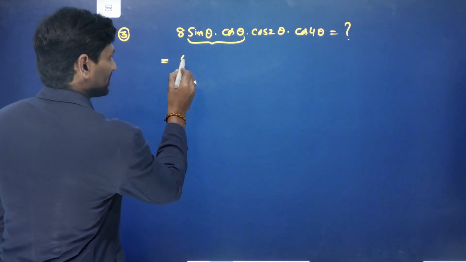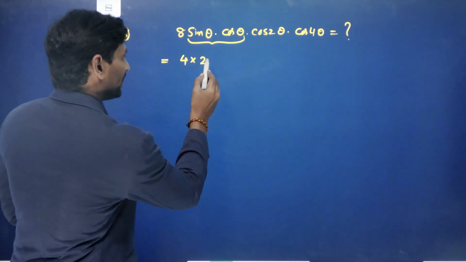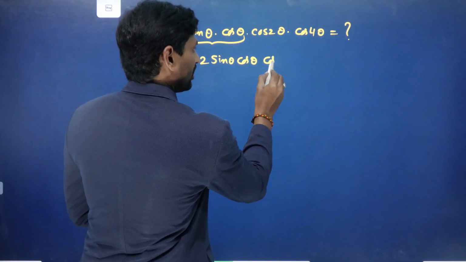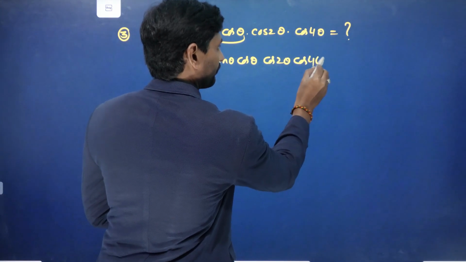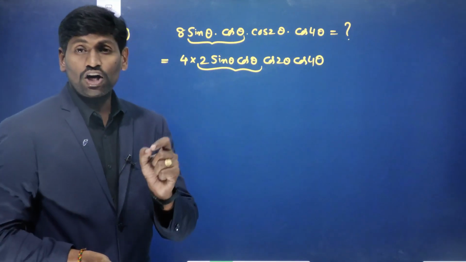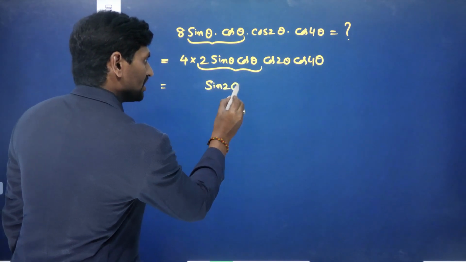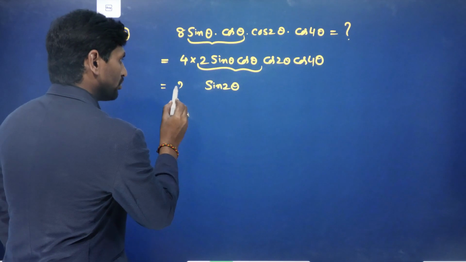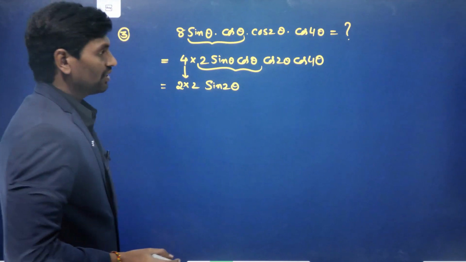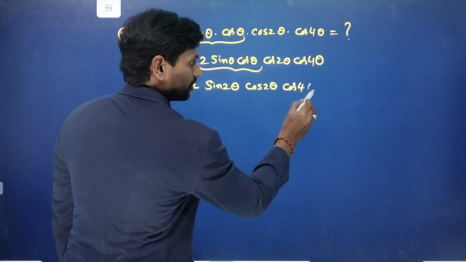Now I am writing 8 as 4 into 2. Can I write 8 as 4 into 2? Yeah. And the remaining sin theta into cos theta, and these two same, cos 2 theta into cos 4 theta. Now here, 2 sin theta cos theta is nothing but the formula for sin 2 theta, and again this 4 I am going to write as 2 into 2. And what are the remaining parts? Cos 2 theta into cos 4 theta.